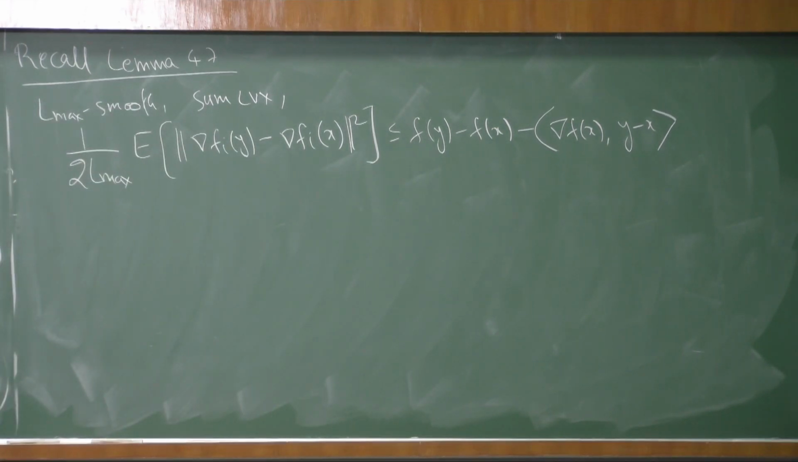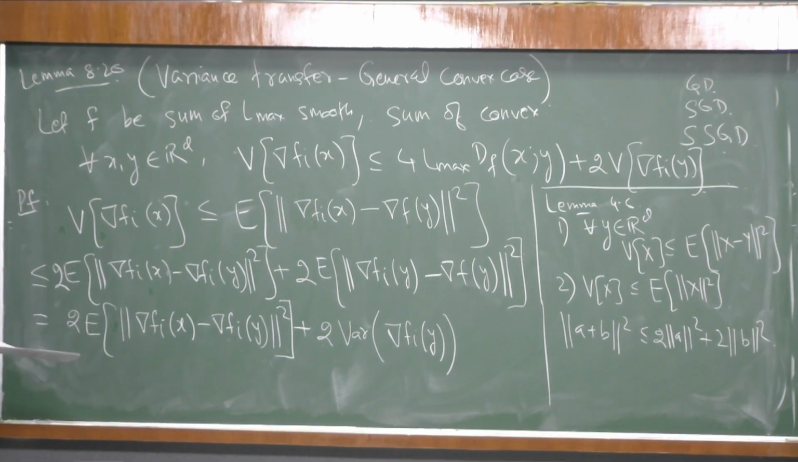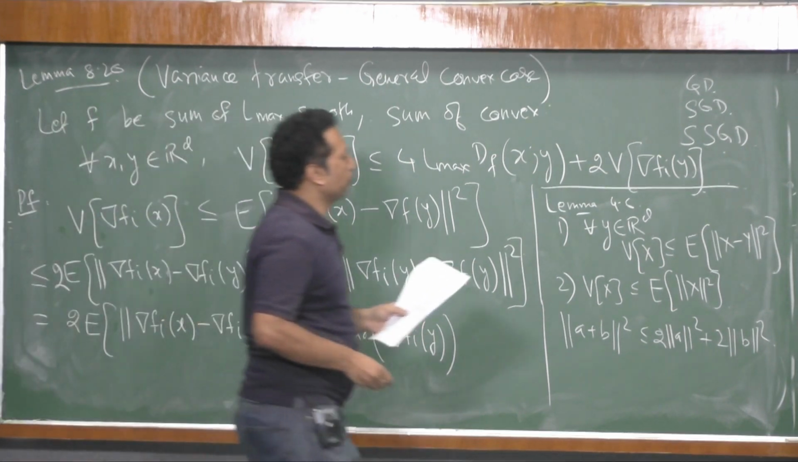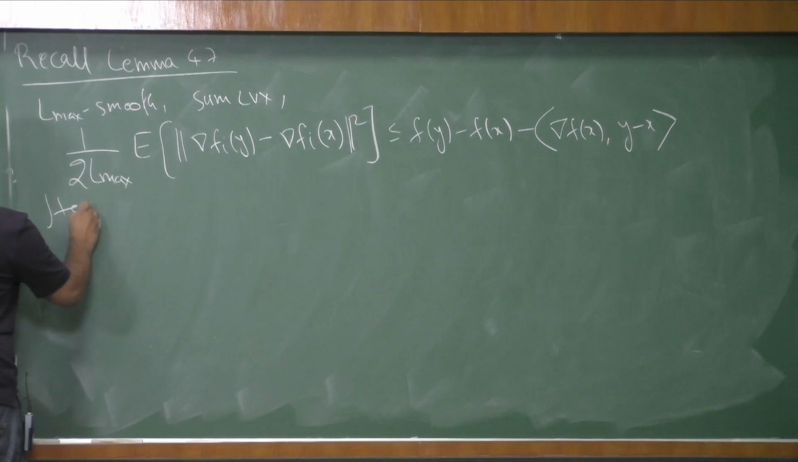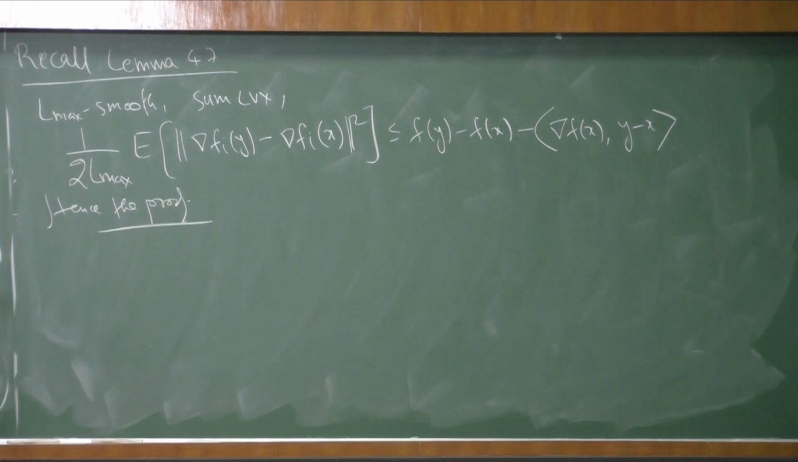We have also proved this result, and this will be directly applicable here, because this guy will be less than equal to 2 L-max of fy minus fx and so on. So 2 becomes 4. So we will have 4 L-max, and the right hand side is exactly Df xy, and this we already achieved here. Okay, so hence the proof. Direct application of this gives us the proof.